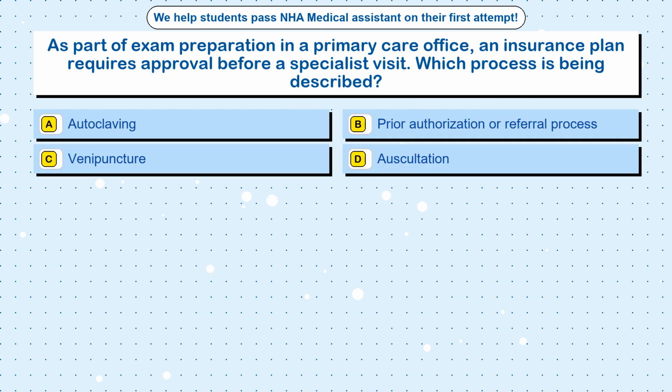Question 78. As part of exam preparation in a primary care office, an insurance plan requires approval before a specialist visit. Which process is being described? Option A, autoclaving.